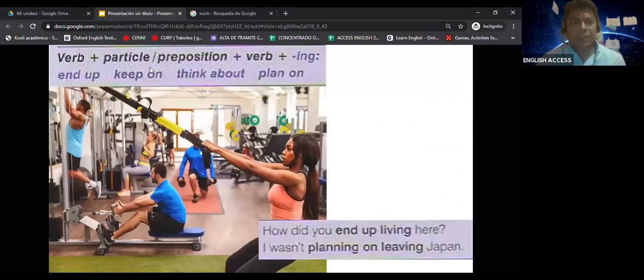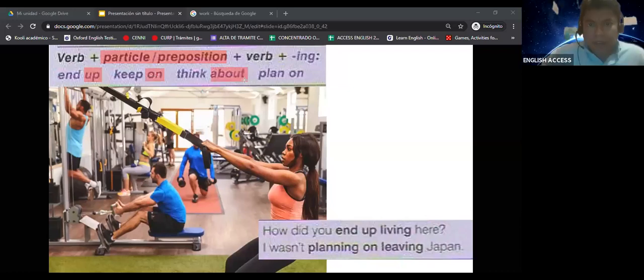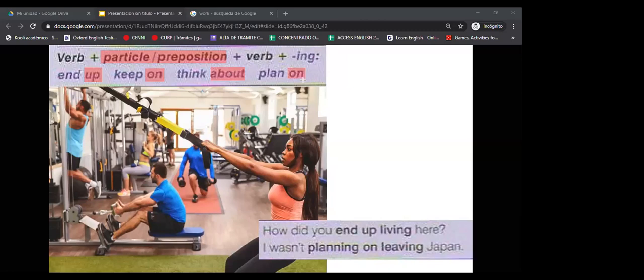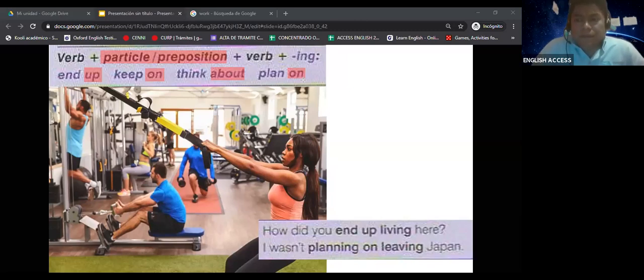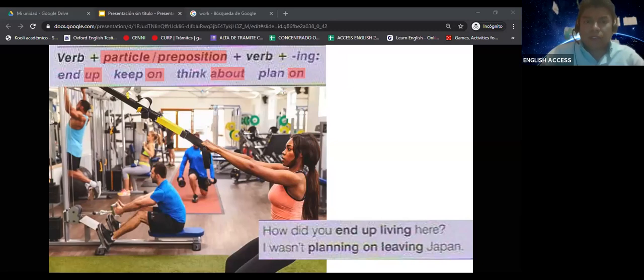Here, now we have verb plus particle or preposition. Remember your particles or prepositions? What are they? About, on. Yes. Do you remember one more preposition? In. Yes, in. Another preposition? Over. Yes, over is a preposition. That's correct.